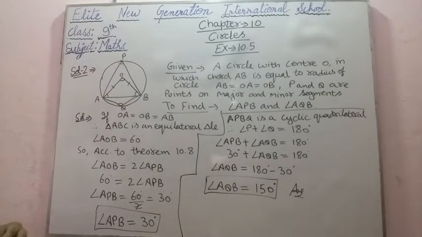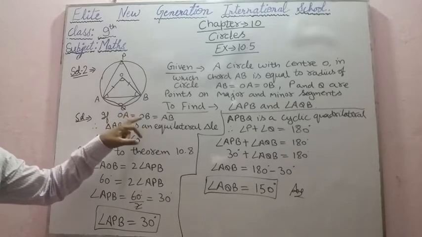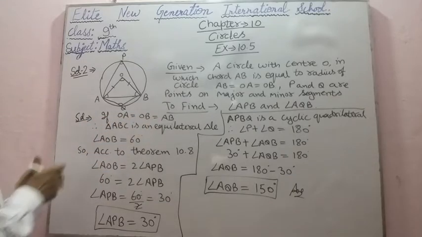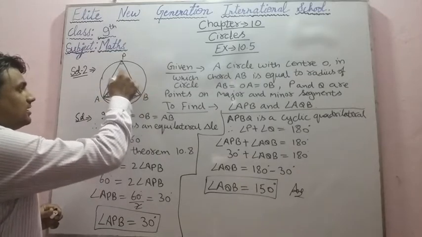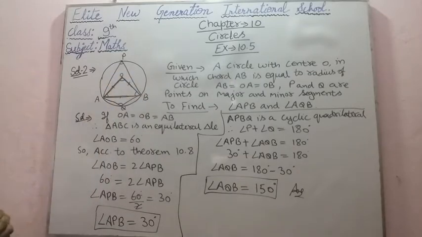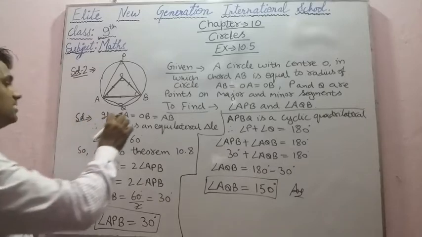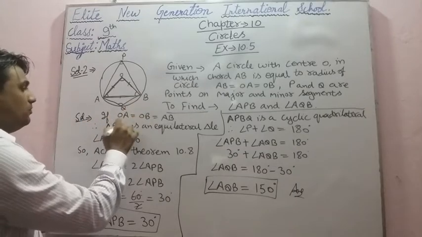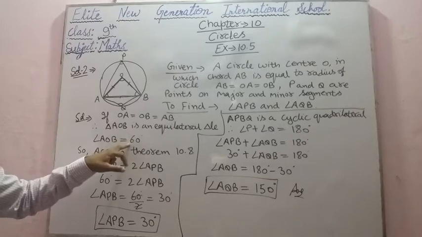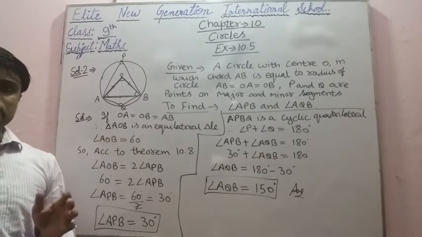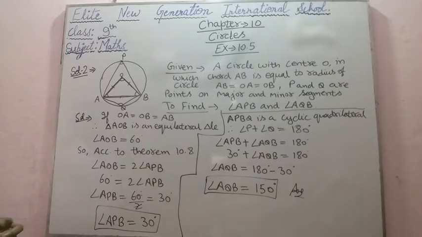So in the solution, if OA equals OB equals AB, if all these three sides are equal, that means we can say that triangle AOB is an equilateral triangle. So triangle AOB is an equilateral triangle, therefore angle AOB will be equal to 60 degrees, as all the angles of an equilateral triangle are 60 degrees.